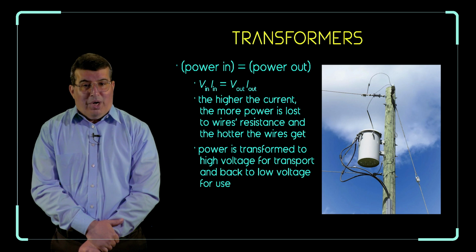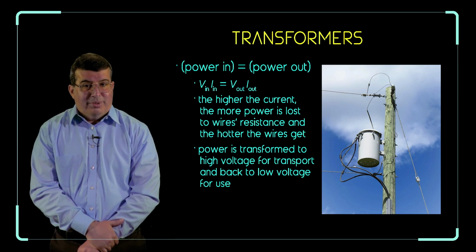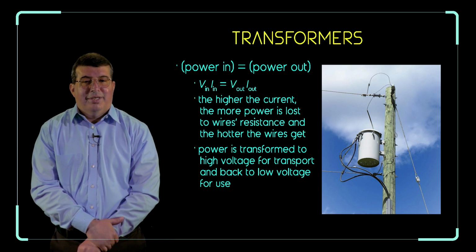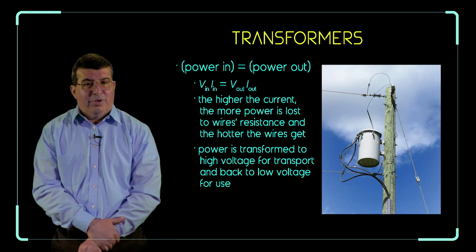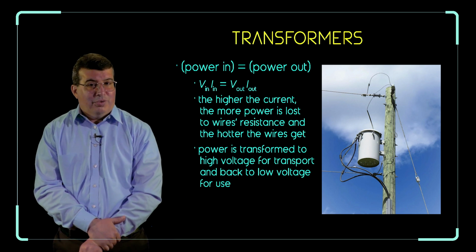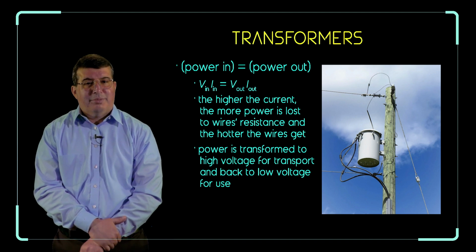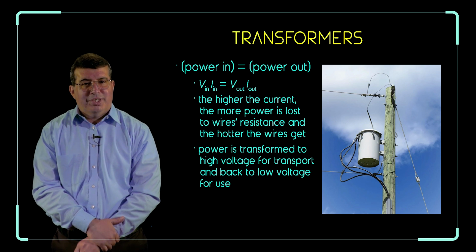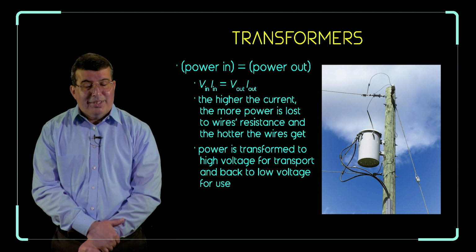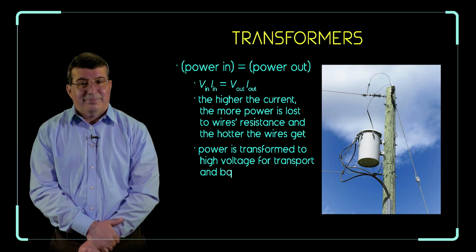So that is why we have alternating current: because of transformers that can transform between high voltage and low current, and low voltage and high current. But the rule of the transformer is that power in equals power out, or voltage in times current in equals voltage out times current out. Okay, let's do an exercise with that.